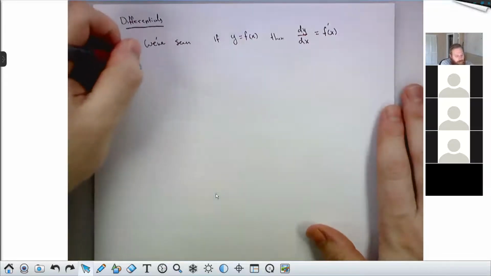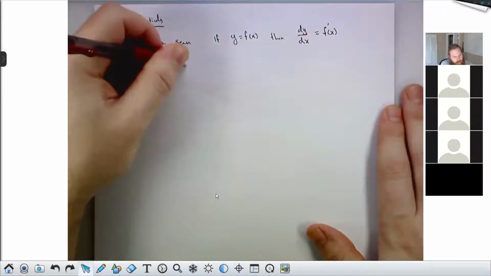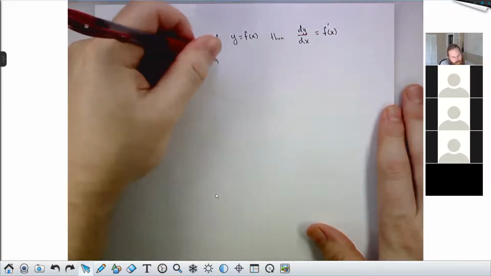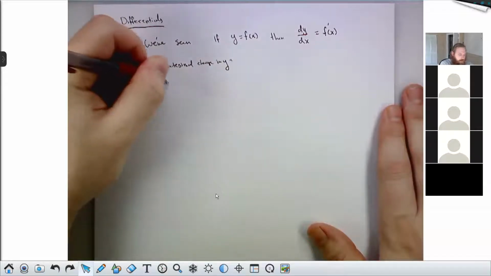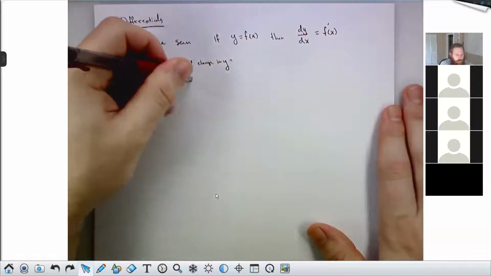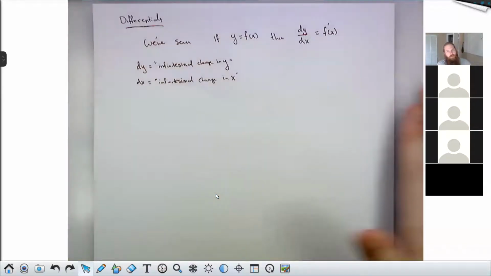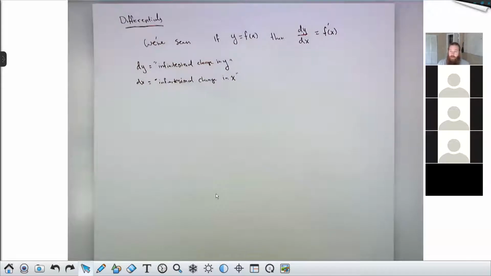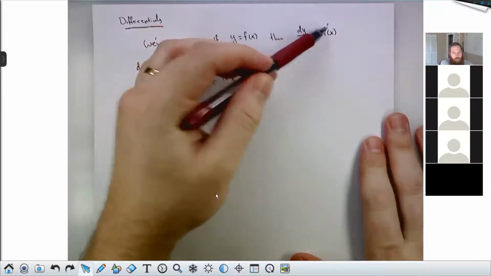You can think about dy as the infinitesimal change in y, and dx as the infinitesimal change in x. And that way dy dx, written that way, looking like a fraction, really is like a slope. It's the rise over the run. It's just a very small rise over a very small run. These are called differential forms. These are called one forms. So this is the differential form of the derivative.